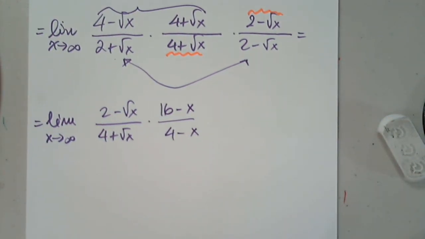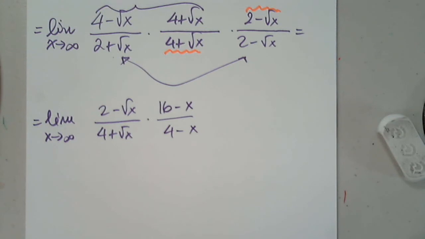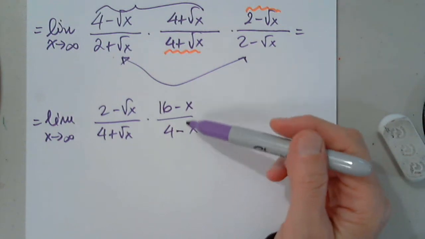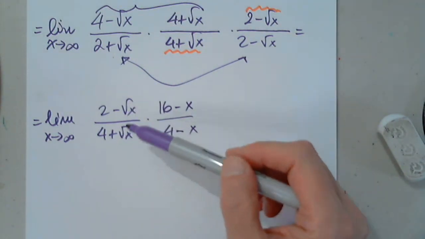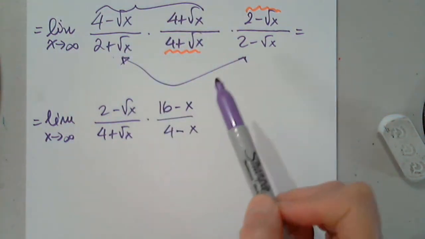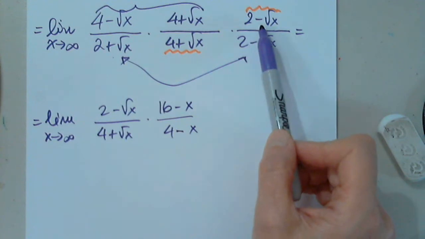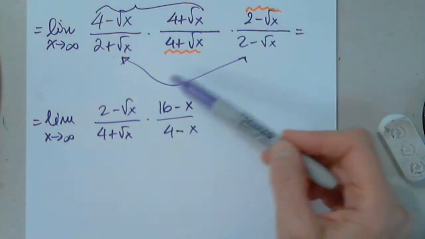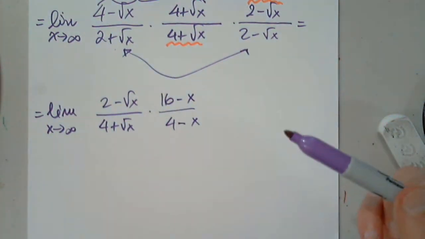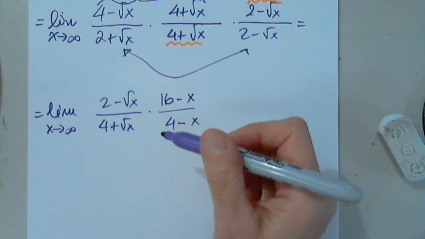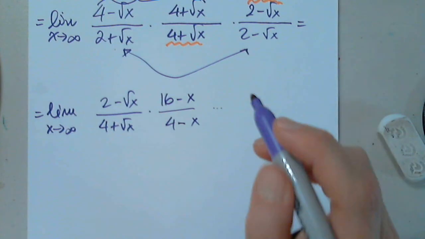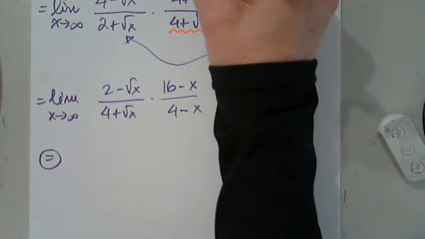Okay. I was expecting something nicer here. So it was 4 minus x, 4 plus x. That's indeed 16 minus x. I was expecting something to happen, but it's not happening. So I have 2 minus the square root of x, I have 4 plus the square root of x, and these two are 4 minus x. Indeed. I'm not getting anywhere here, so I thought it was going to be nicer, but it's not.